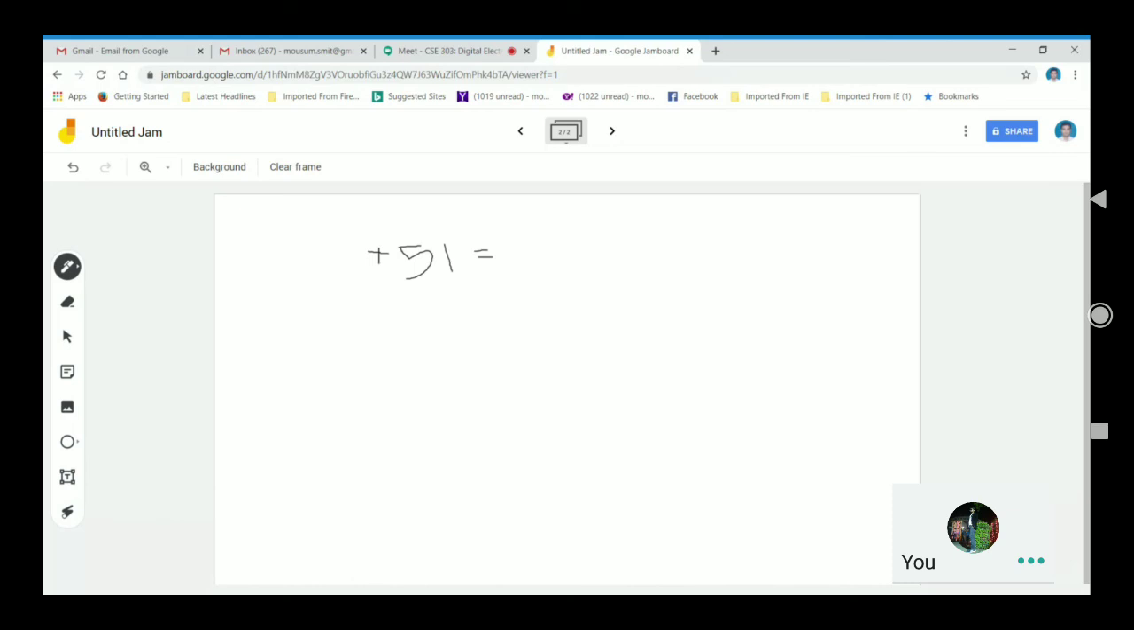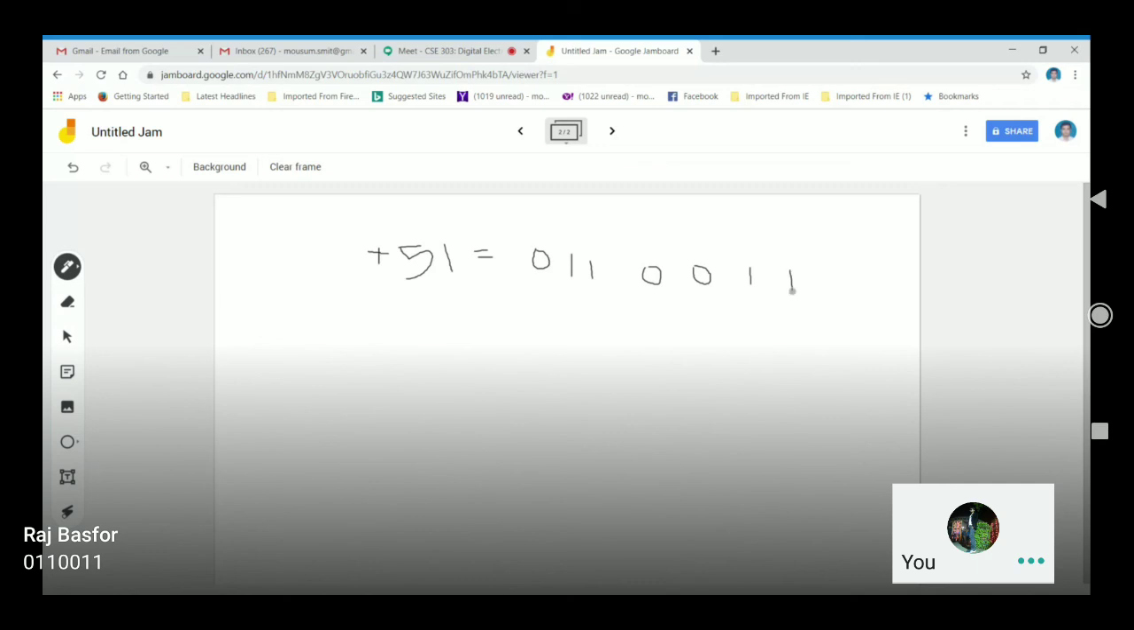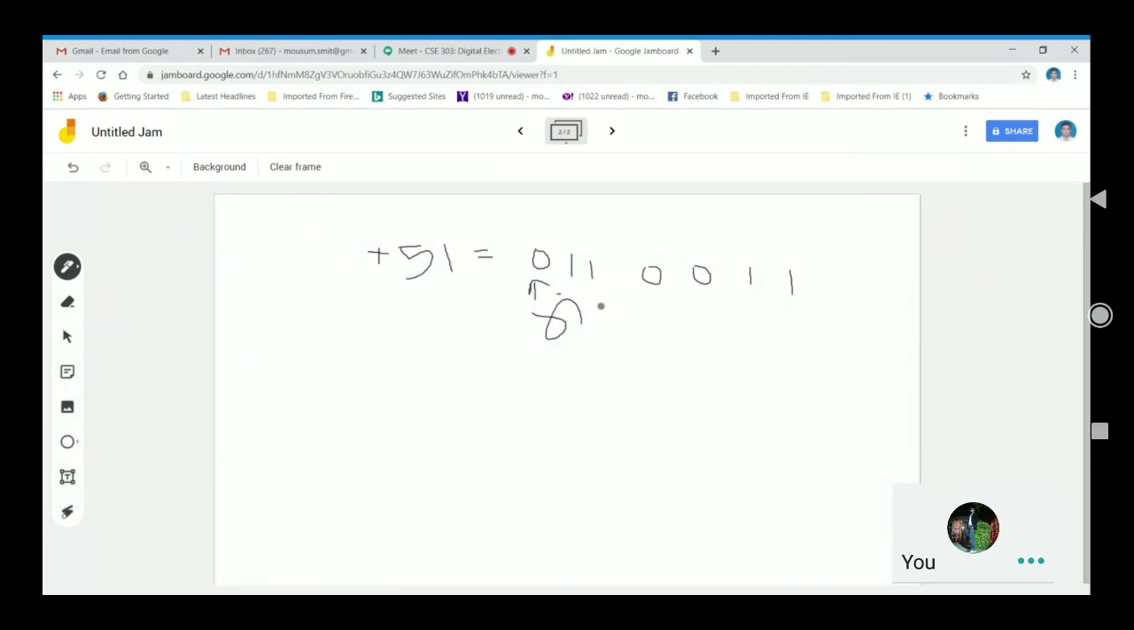So whatever I am discussing, only these particular things you can understand. The answer is 0110011. This particular bit is called the sign bit. And the remaining bits, 110011, are called the magnitude.